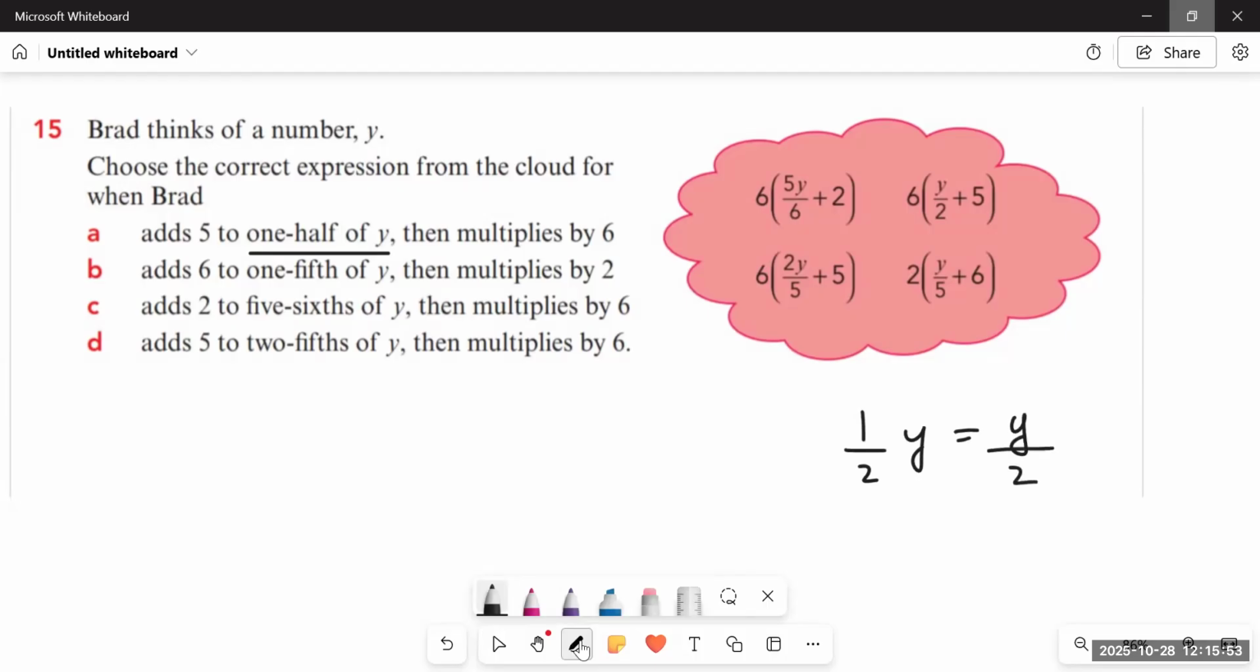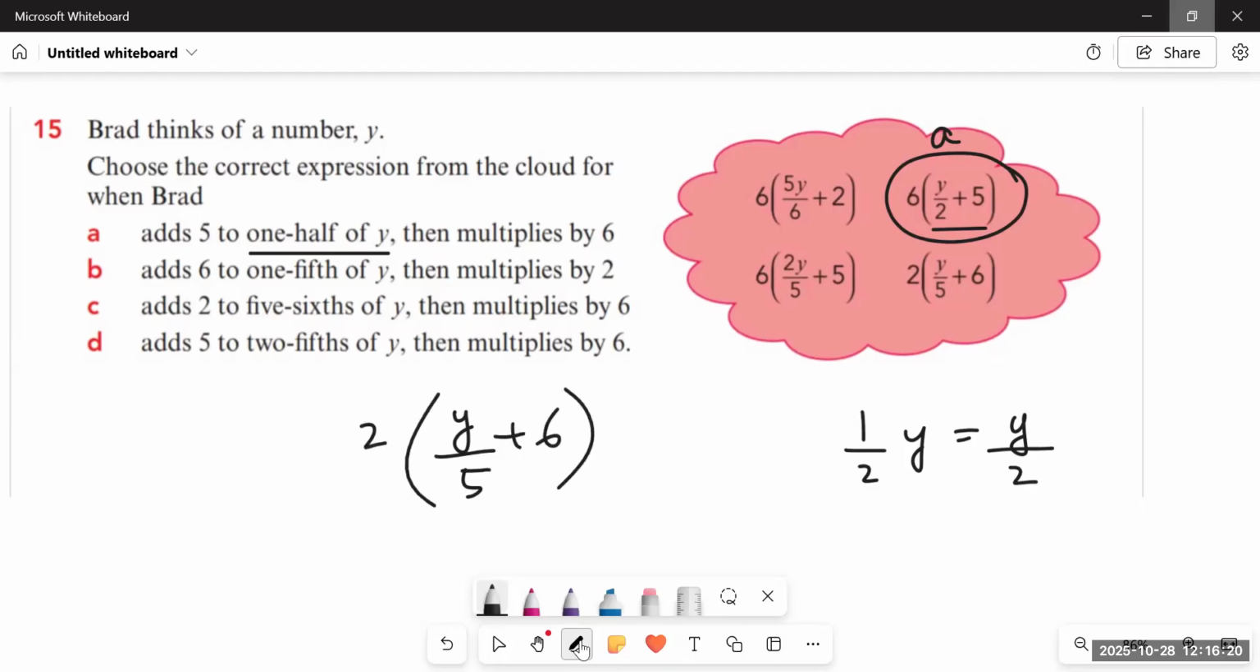Where do you find it? Inside the bracket. Then multiplies by 6. So if it adds 5 to 1/2 of Y, this one adds 5 to 1/2 of Y. Then multiplies by 6. So this is part A. Adds 6 to 1/5 of Y. 1/5 of Y is Y over 5. 1 upon 5Y plus 6. Then multiplies it by 2. So which one? Here it is. Okay. Y over 5 plus 6 multiplied by 2.